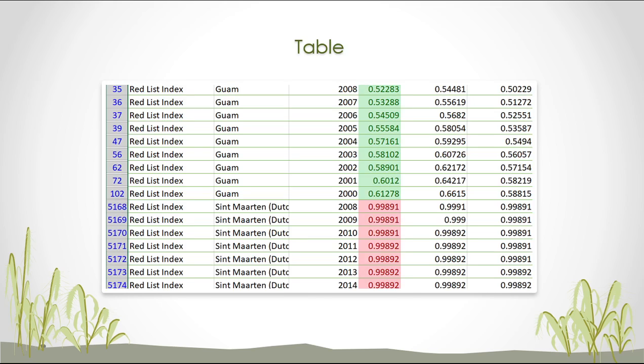Finally, from my table, I looked at only Guam and Sint Maarten, the Dutch part, to get the rest reading. The extinction rates were on both ends of the spectrum. Even looking all the way back to 2000, Guam was still in the green and has only lowered each year since in its extinction rate. Sint Maarten, on the other hand, has stayed at a constant 0.99 since 2000 and still hasn't left that.